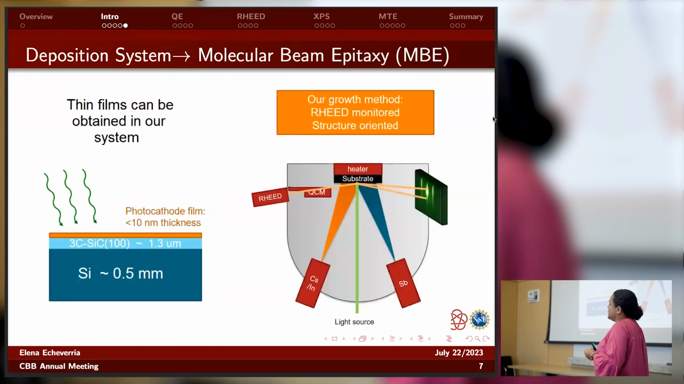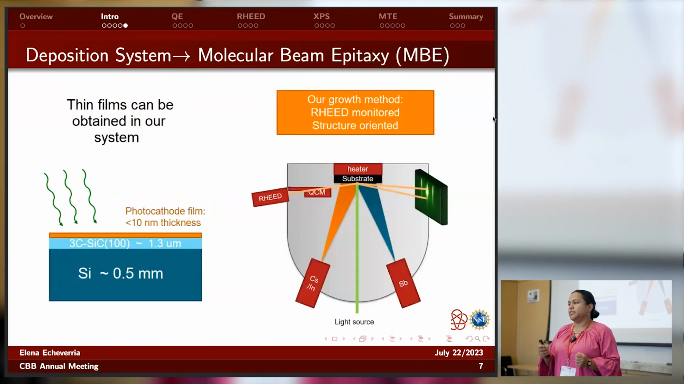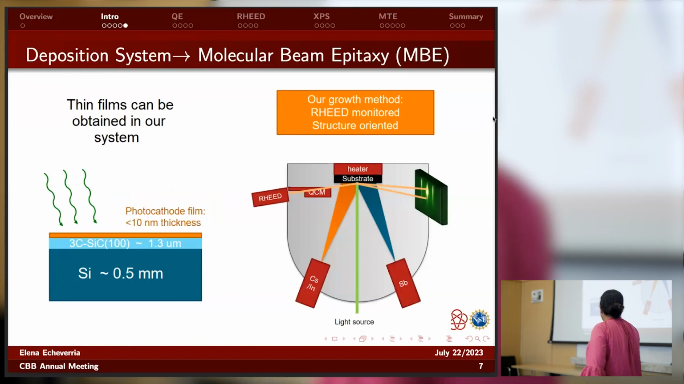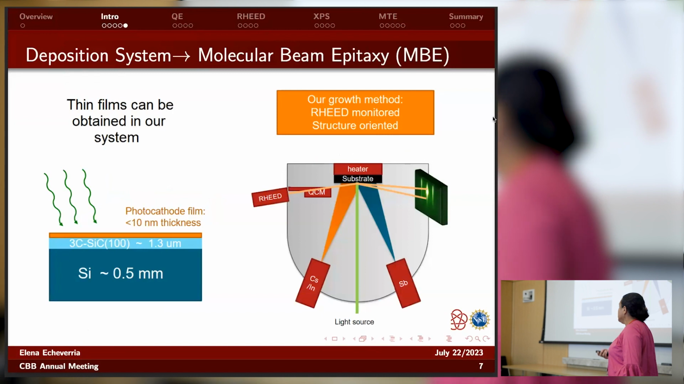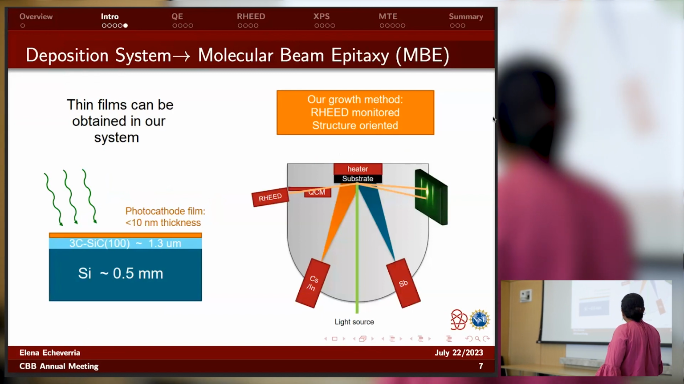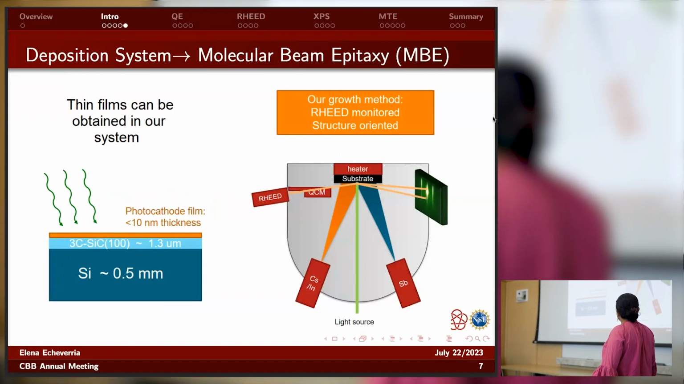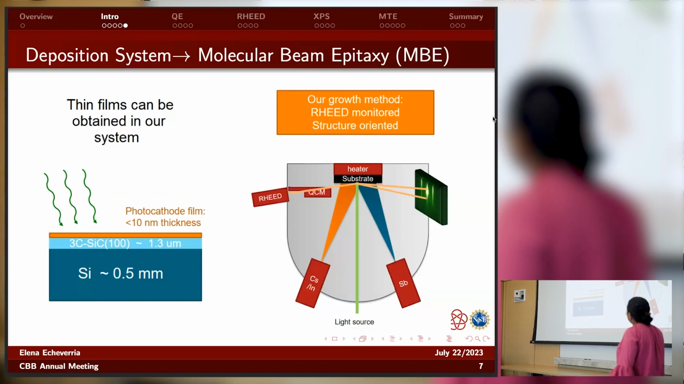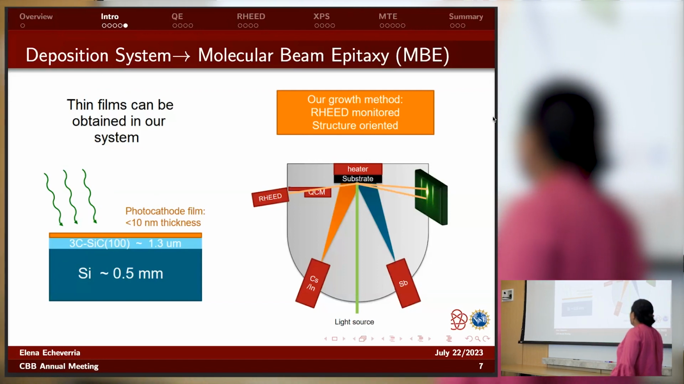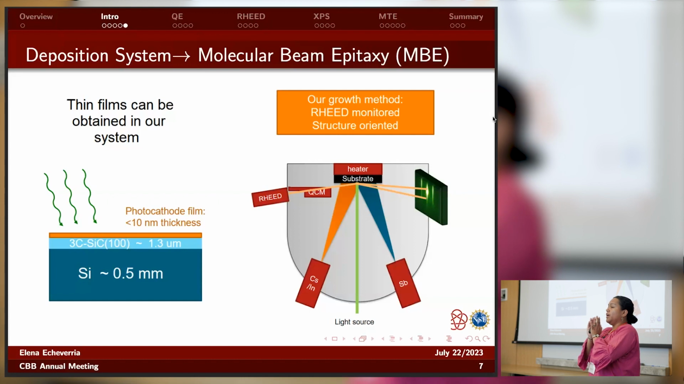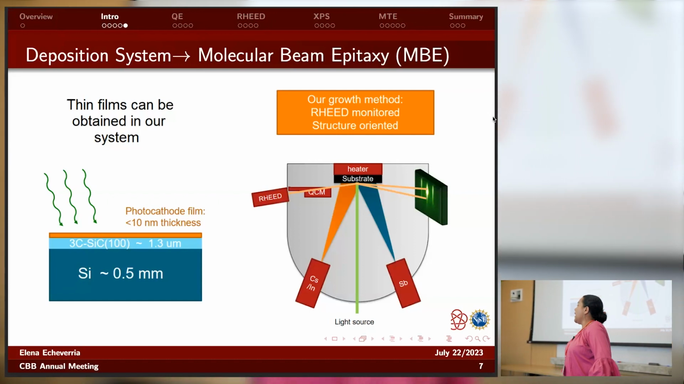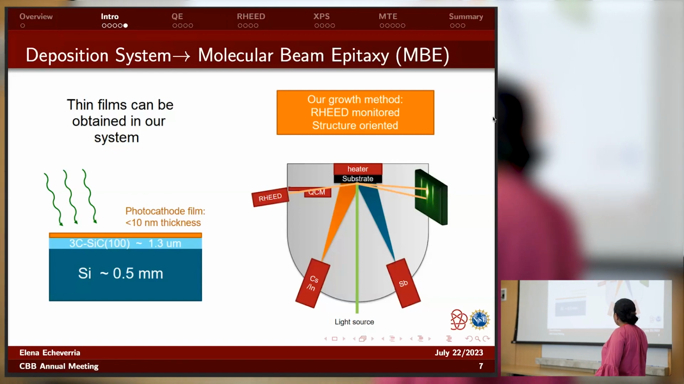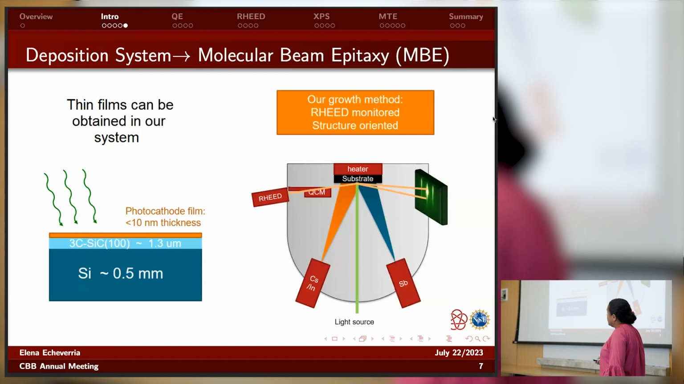Well, one way is using a deposition system that is called molecular beam epitaxy. In this slide on the right, you see a cartoon of the process. Basically, in this example, I have cesium and antimony. The reason this is called molecular beam is because the sources are going as a beam. They go into the substrate where we want to deposit the film as a beam. So the atoms are deposited in this way. We also have a heater.